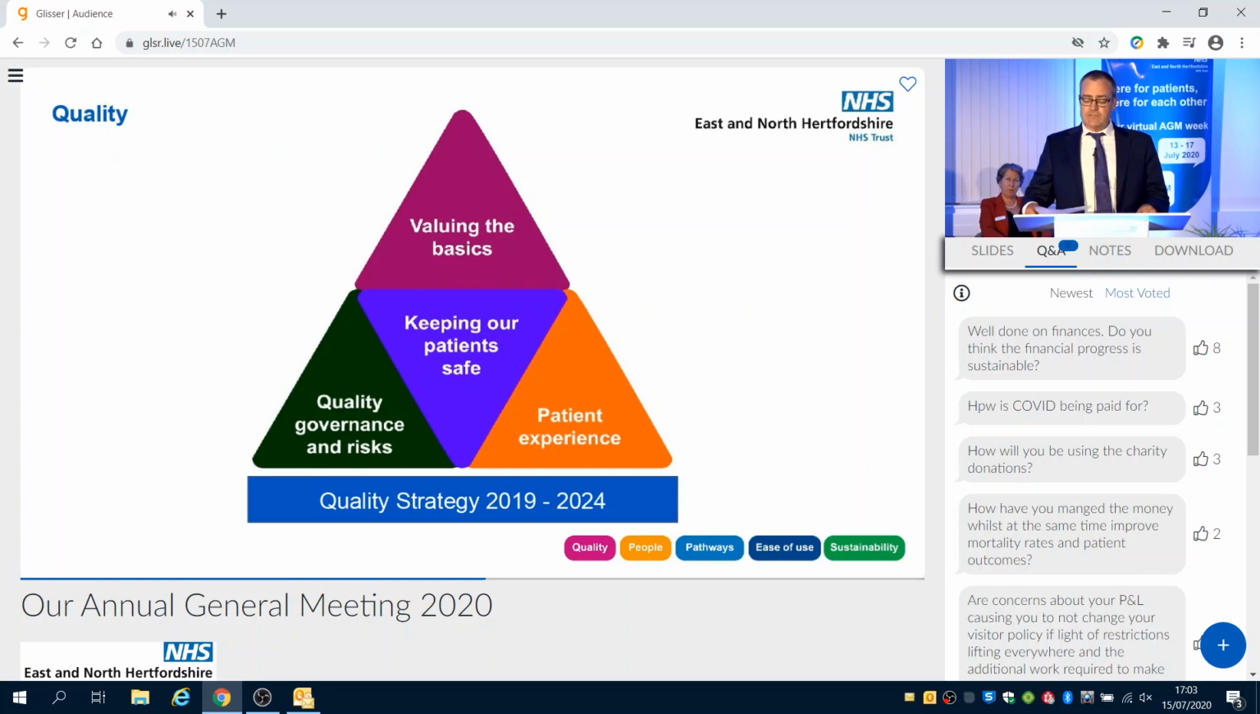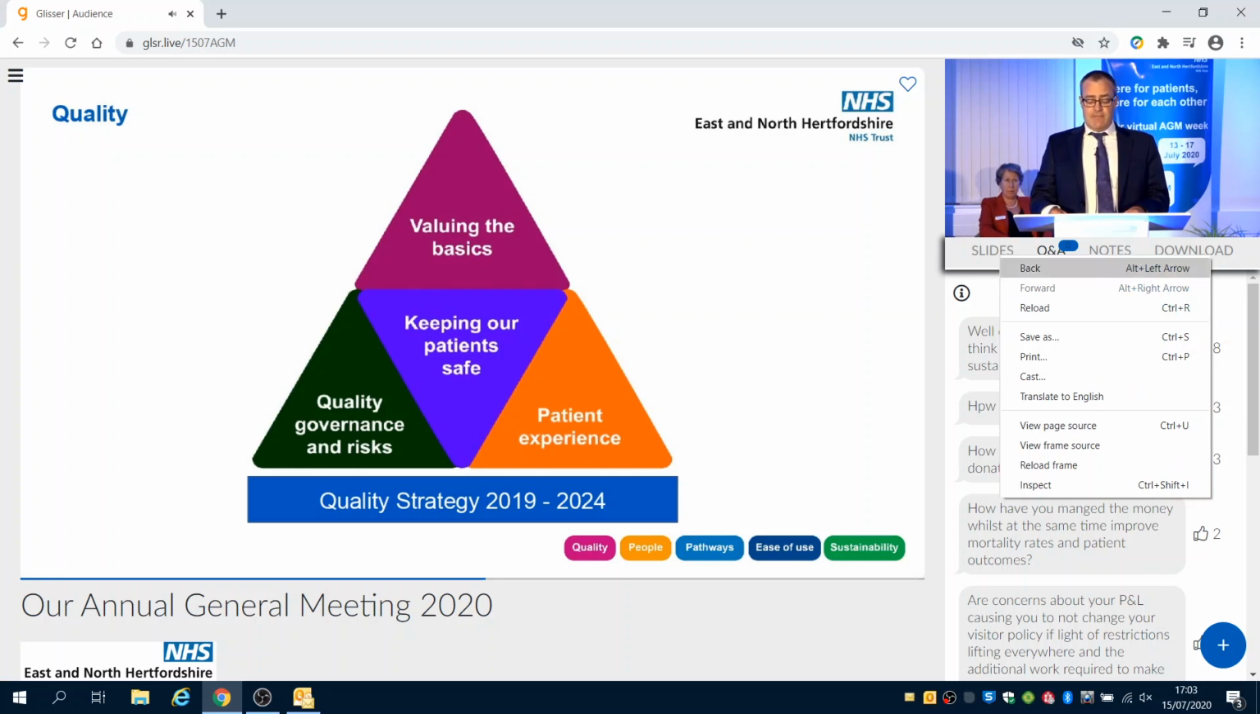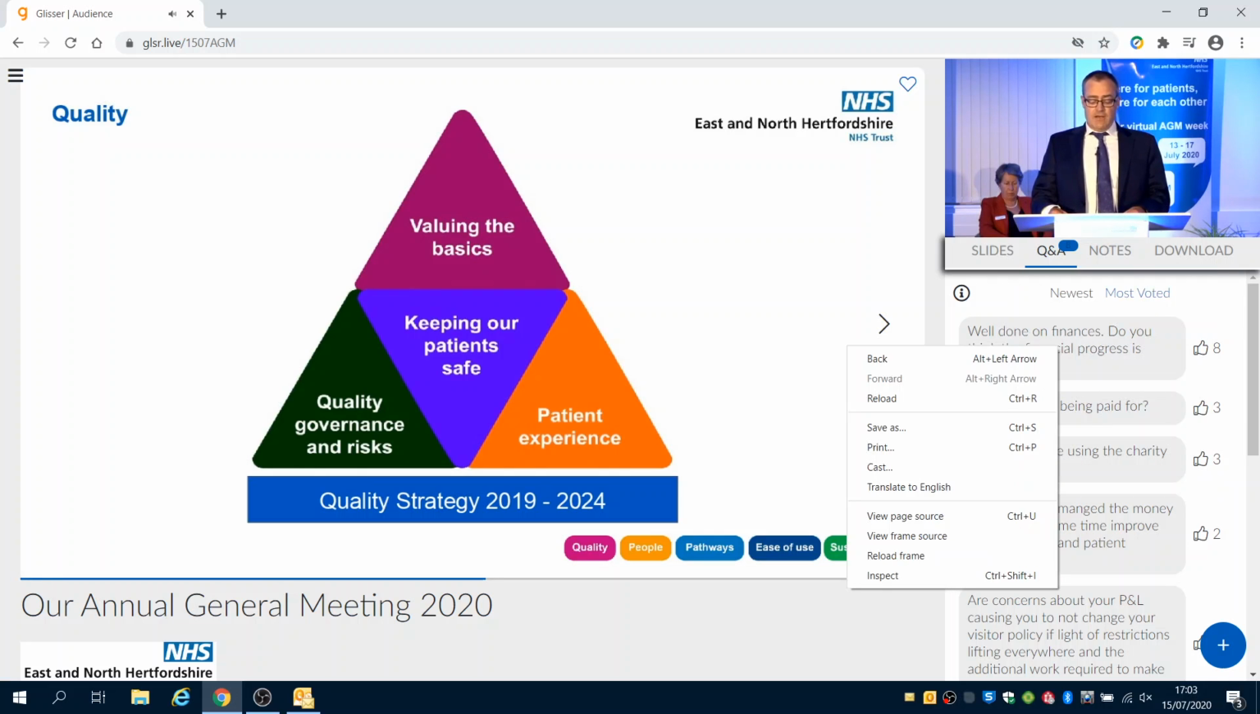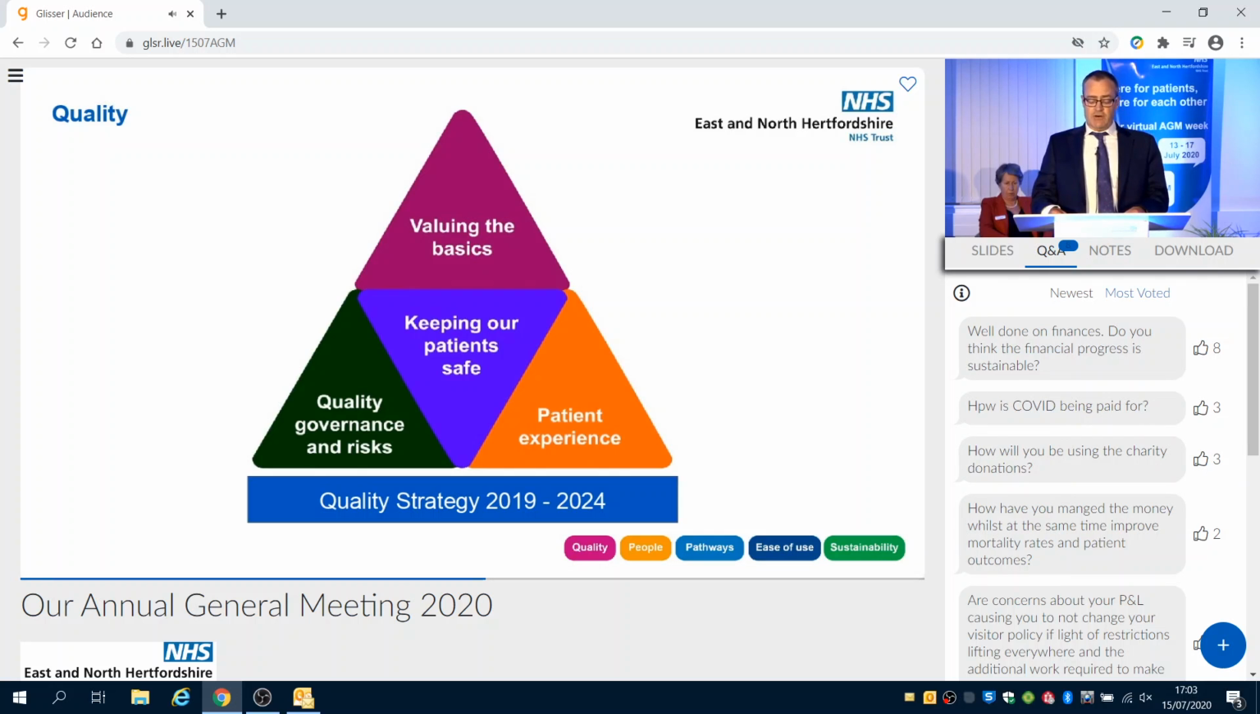So how have we done this? Well, we have a network of senior doctors who review the majority of deaths. If there are any areas of concern, then a more in-depth review is undertaken, and any learning is formally fed back to the department and to the wider trust if appropriate.